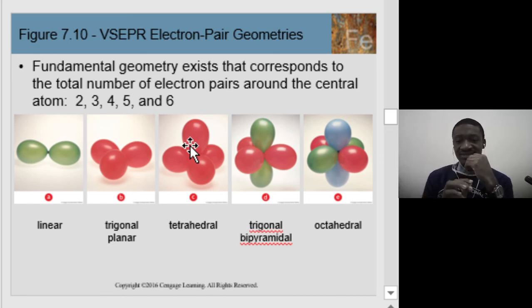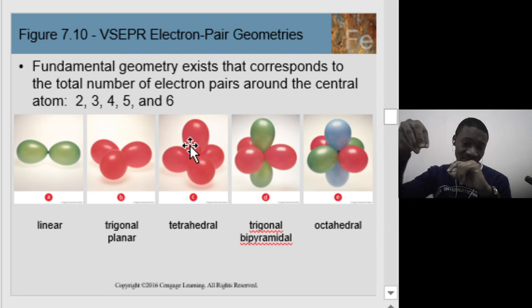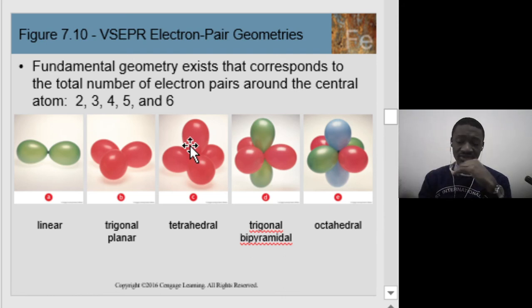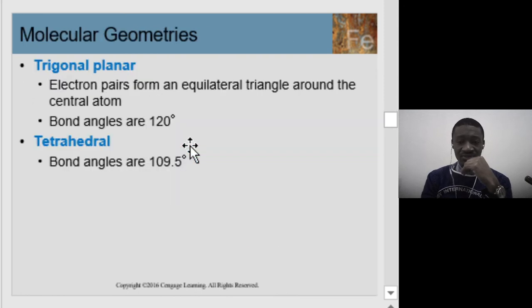So that's it. So you have your 2, 3, 4, 5, and 6. This is trying to explain what the geometries of atoms bonded will look like, including the possibility of lone pairs as well, which will push down things around. So let's go into it.